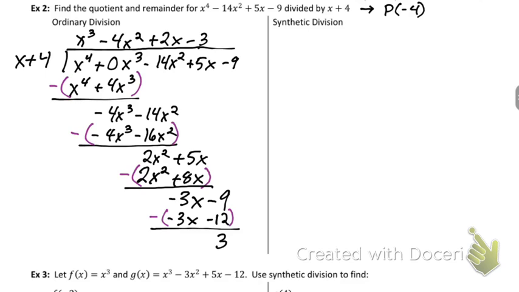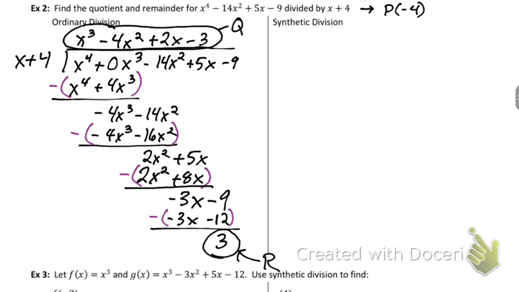All right. So it does ask me, find the quotient and the remainder. This 3 right here is my remainder. This big thing here, that x cubed minus 4x squared plus 2x minus 3 is going to be our quotient. So our quotient is x cubed minus 4x squared plus 2x minus 3, and our remainder is 3. I also know that P of negative 4 would actually equal 3. Didn't ask for it, but I know it. So P of negative 4 would equal 3.